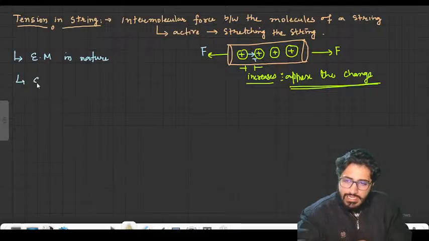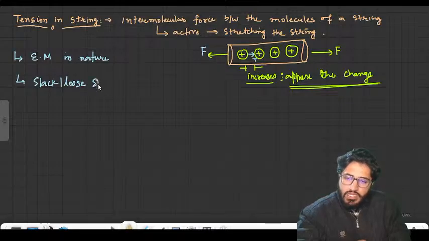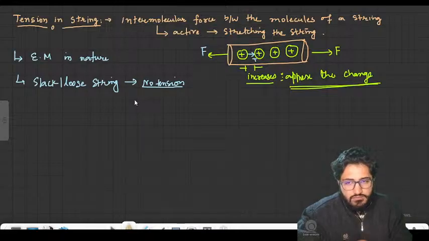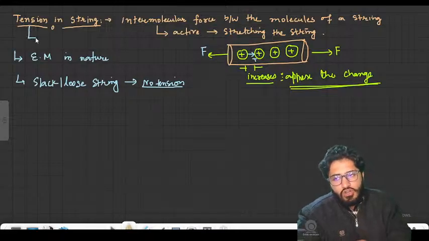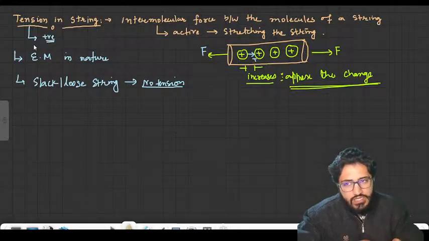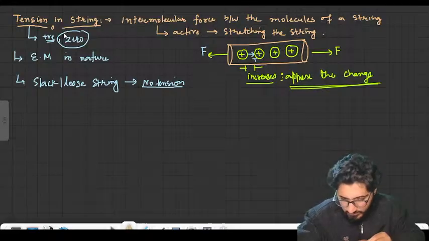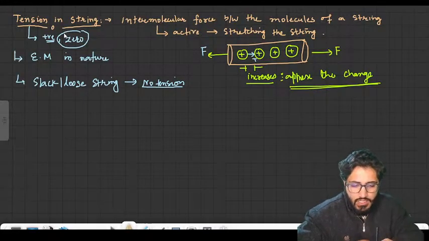If you have slack, means if you have a loose string, in a loose string, no tension. If you have a loose string, it means no force applied. If no force applied, then no tension. Okay, and tension is always positive, it can't be negative. It can be zero. So the minimum value of tension could be zero. Done, beta?